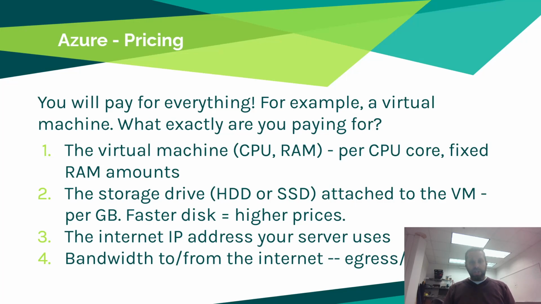But when we're talking about Azure, you are paying for everything. Let's say I want to do IaaS and I want to set up a virtual machine. What am I paying for? Well, the first thing I'm paying for is the virtual machine. It has a certain amount of fixed CPU and RAM, typically like 1 core, 4 gigs of RAM, or 2 cores and 8 gigs of RAM. And that's going to cost a certain amount per month. Just for that CPU, let's say 2 CPU cores, 8 gigs of RAM, that's probably going to be about $70, $75 a month.